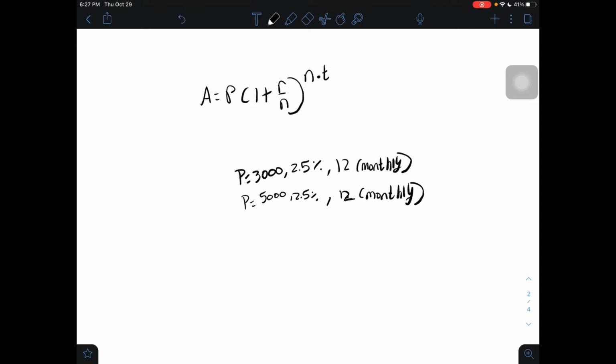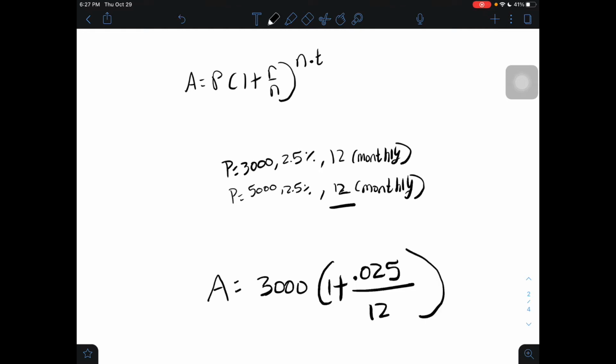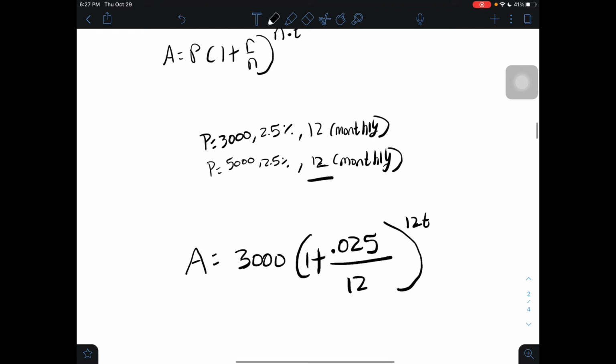We're going to do what we did last video really quickly. So we have A equals 3,000 times (1 plus 2.5, which has to be in decimal form for our R value. So 2.5 divided by 100 is just 0.025. That's divided by the times we're compounding per year. In this scenario, we said 12. And then it's to the power of N times T. Our N was 12, 12 times our time. In this scenario, time is going to be unknown because we're going to solve for our doubling time. So we have 12 times T.